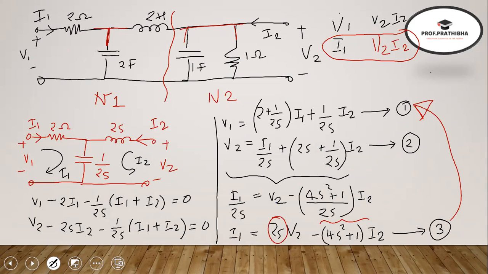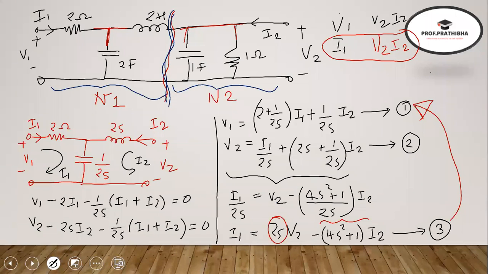But normally, when we are doing Z, ABCD and hybrid parameters, we stick to mesh analysis. Only in the case of Y parameters do we stick to KCL, because we want I1 and I2 on the left hand side and V1 and V2 on the right hand side, right? If you look at this particular network, it's a clear indication. On the left hand side I have a T network, and on the right hand side it's a clear pi network.